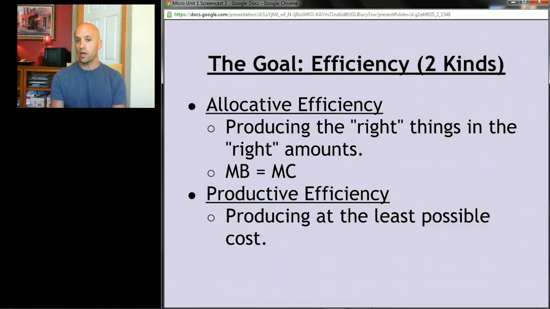So to be efficient in economics, you need both these kinds of efficiencies. You need to be producing the right things in the right amounts, and you have to be doing it in the least cost, least resource intensive way.